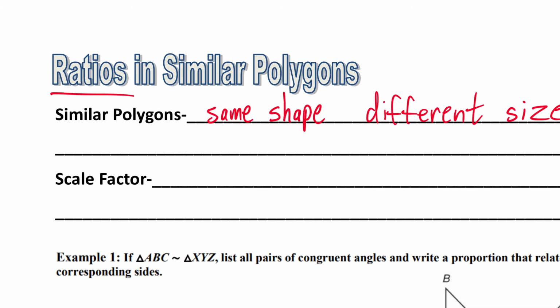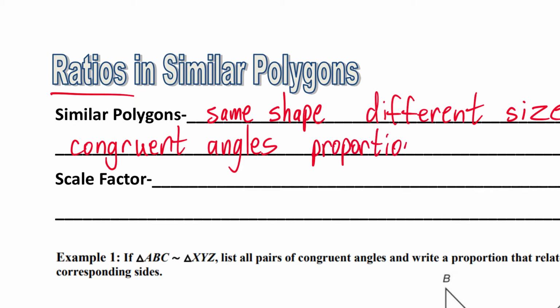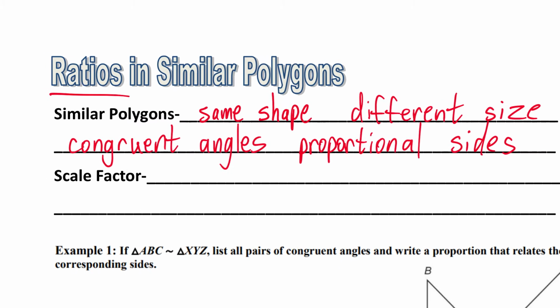Okay, another thing in similar polygons is that it has congruent angles and proportional sides. In similar polygons, all the angles are going to be congruent. They're exactly the same. The sides are not going to be the same, like we said, but they are going to be proportional. And I'll show you what that means better in a little bit.